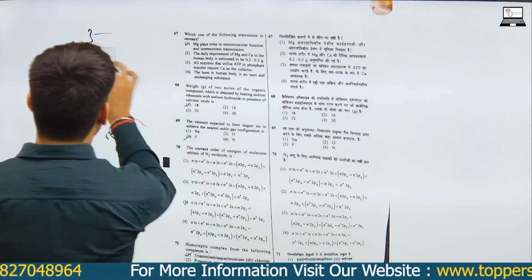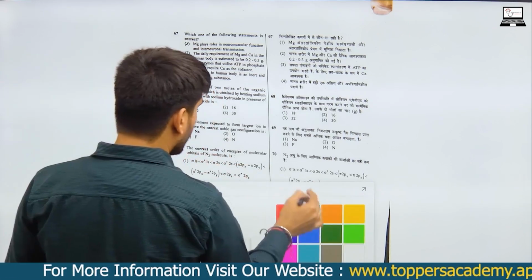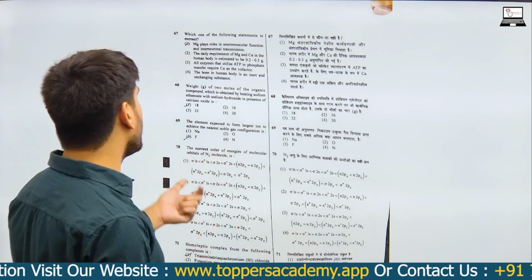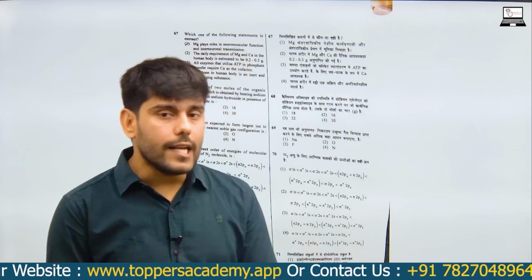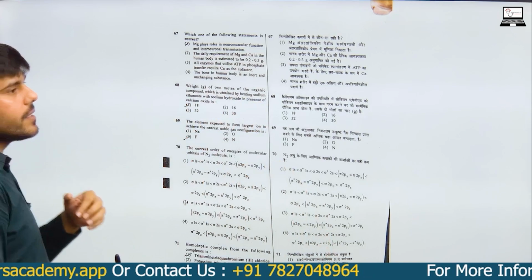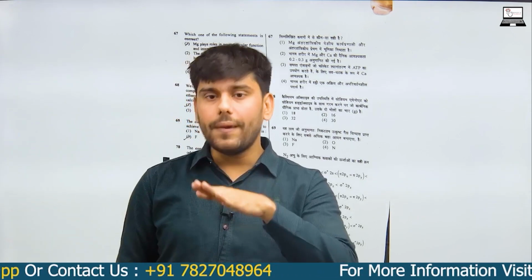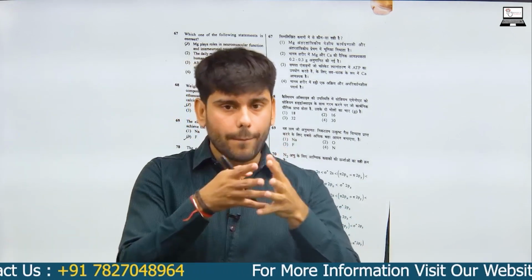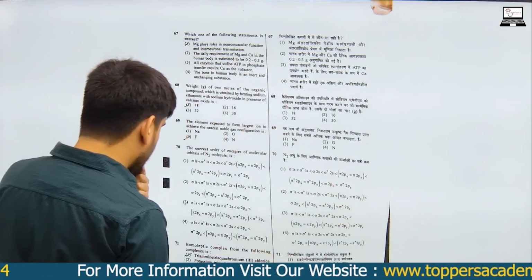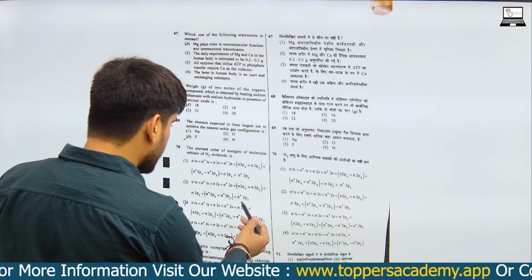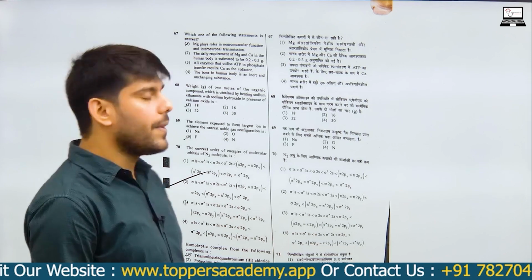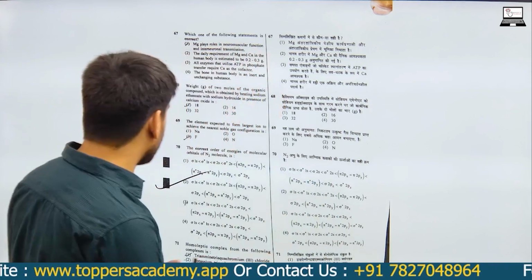Next question. The correct order of energies of molecular orbitals. This is a question from molecular orbital theory. Now, in case of N2, it is the case of sp mixing, right? If it is the case of sp mixing, then sigma 2pz is raised in energy above pi 2px and pi 2py. So the answer will be that sigma 2pz is higher in energy. So B is the right answer. Yes, because this is the case of sp mixing. Next question.